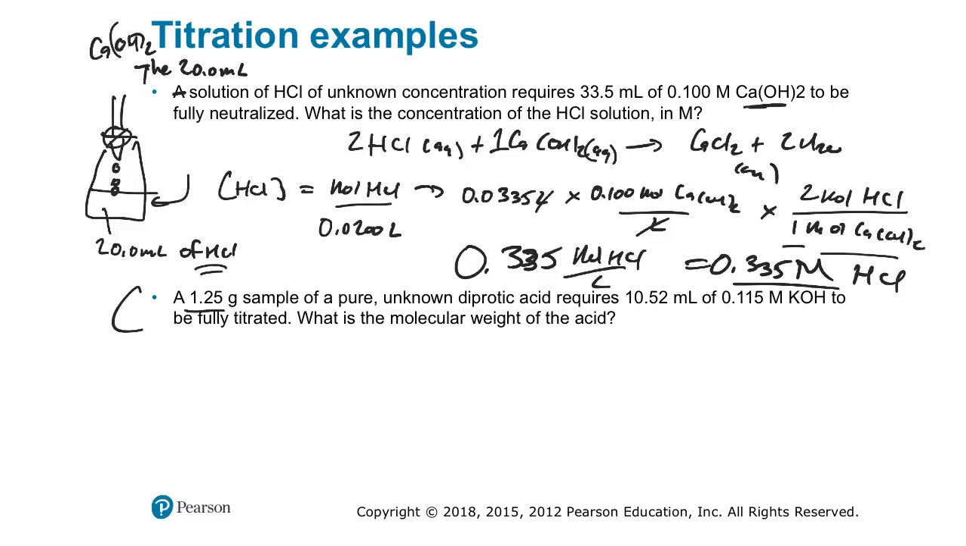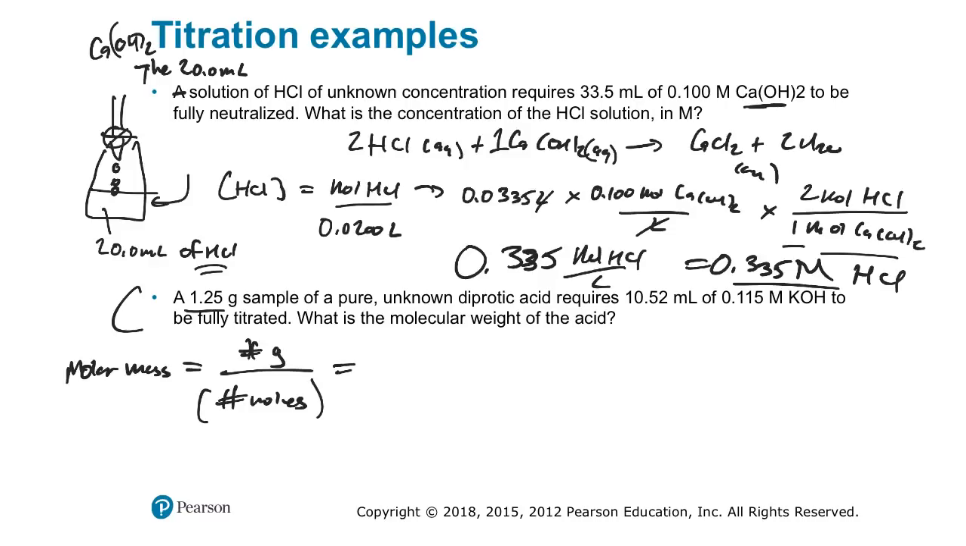So if the molar mass of the acid, the molecular weight, is what we're looking for: molar mass is equal to the number of grams of a compound divided by the number of moles of that compound. If we knew the mass of a sample and the moles in the sample, we could figure out the molar mass. That's the idea we're using to solve this problem.